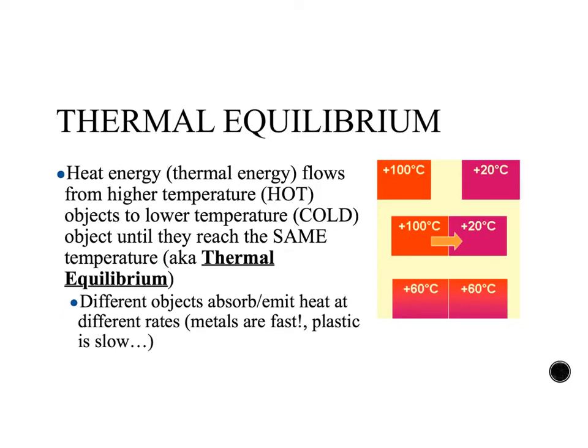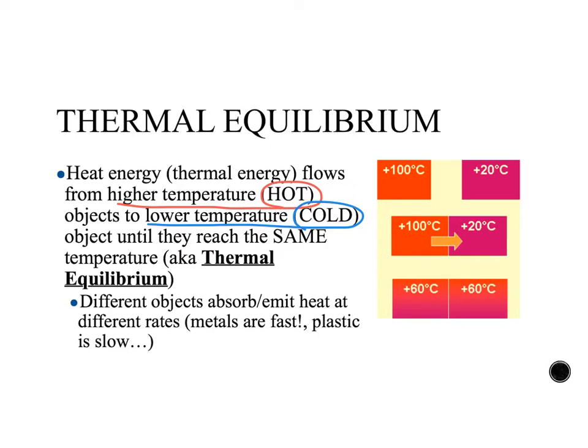But what we're going to focus on is just the idea of thermal conductivity, meaning heat energy transferring from one object to another. And in general, heat energy, just like we saw in the previous example, always flows from hot to cold. So heat energy or thermal energy flows from higher temperatures, meaning hot objects, to lower temperatures, meaning the colder objects, right? And heat energy is going to flow until they reach the same temperature.